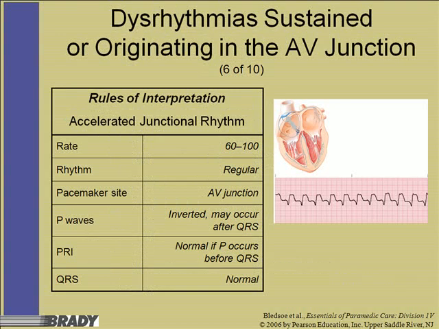An accelerated junctional, remember that anything over that junctional area, anything over 60 is our key for accelerated. So we're over 60, the rhythm's regular, AV junction is the pacemaker. So in other words, we talked about SVT up in the atria getting too fast. Well, if our intrinsic rate for the AV junction is 40 to 60, and we hang in there at a faster rate for that pacemaker site, then we're going to call that an accelerated. P waves again are inverted. PRI normal if the P occurs before the QRS and the QRS is still conducting normally.